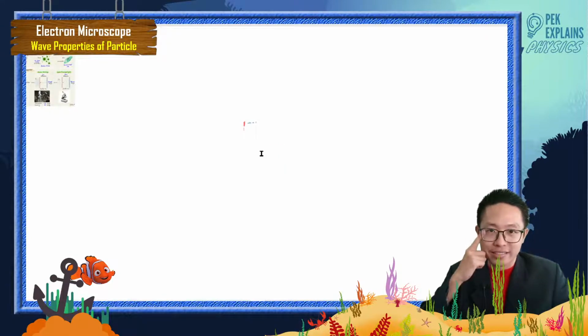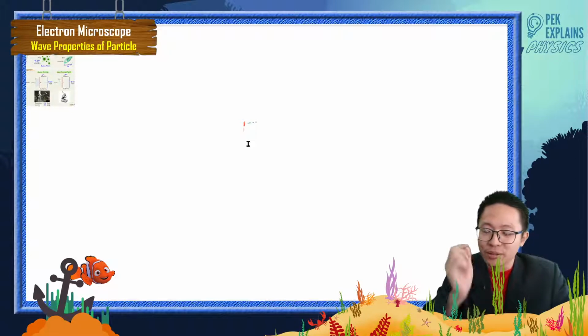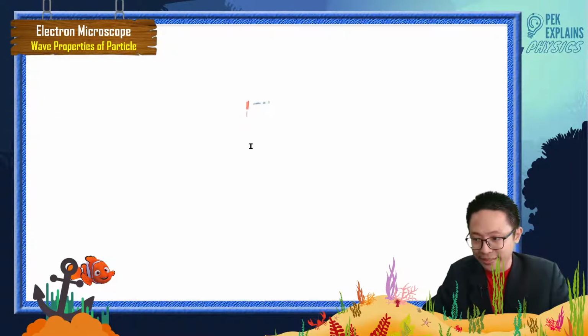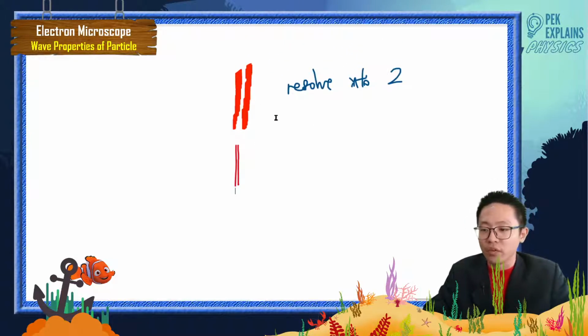Now your eyes can only see it as one line, isn't it? You can only see one line because it's very small. Maybe the optical microscope can only see one line, but the electron microscope can still see two lines. This is what I mean by resolving power.